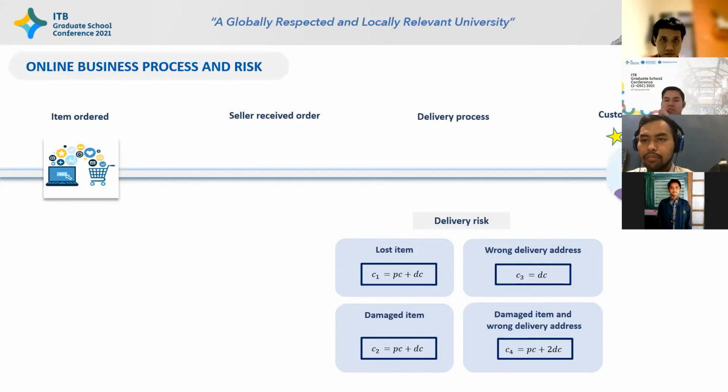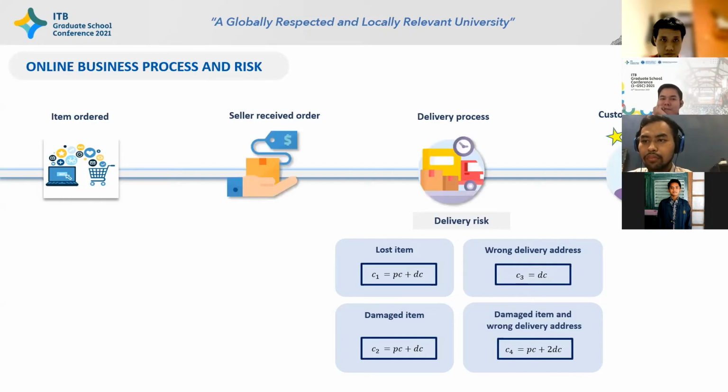So firstly, we should know about the online business process. The very first one, there should be an item ordered. And after the seller receives the order, they will send it to the buyer's address. And last, the buyer can give a review as a representation of their level of satisfaction. But in the delivery process, there are 4 risks that may occur.